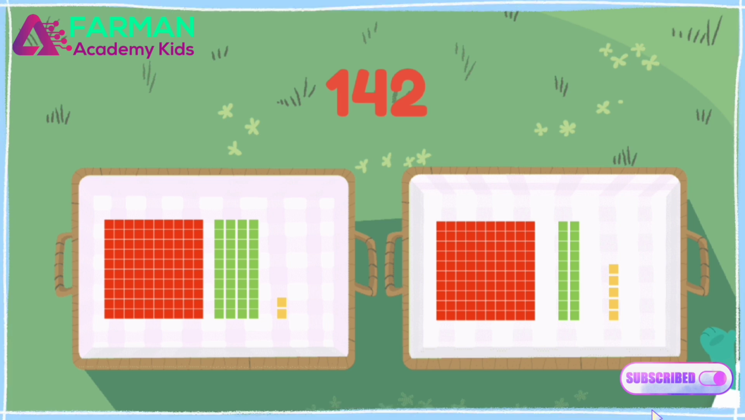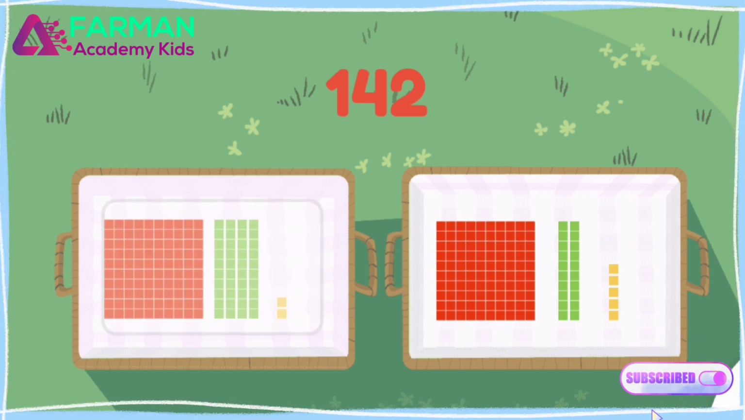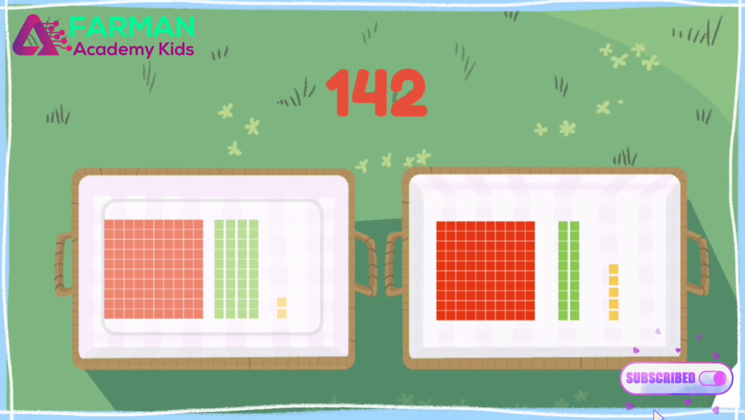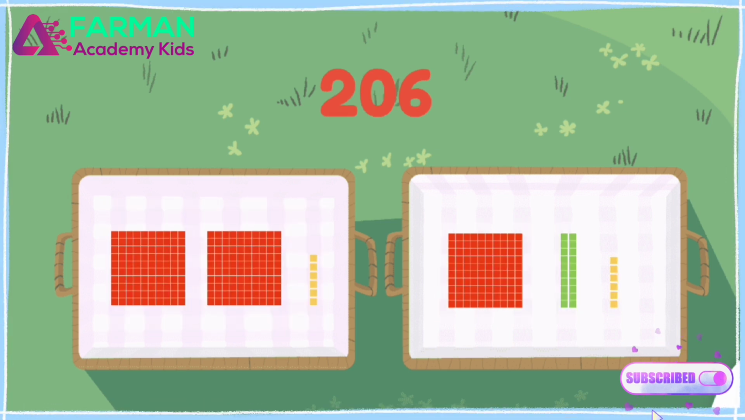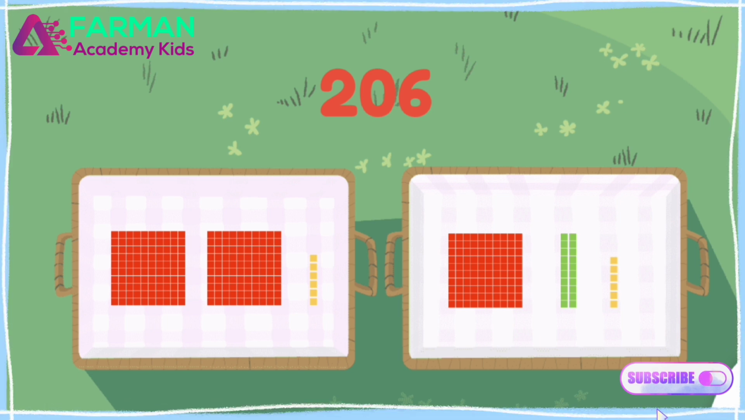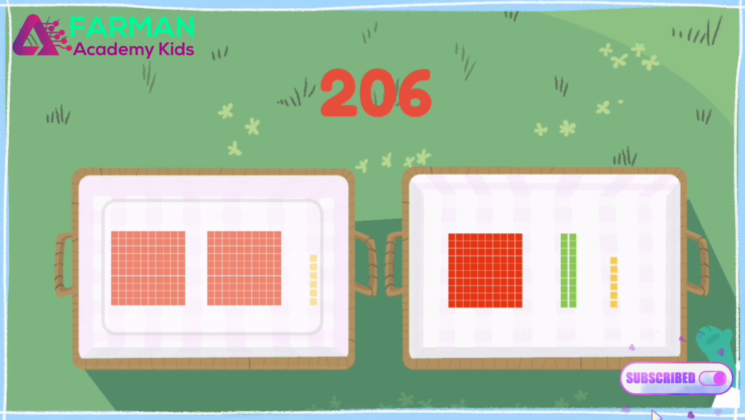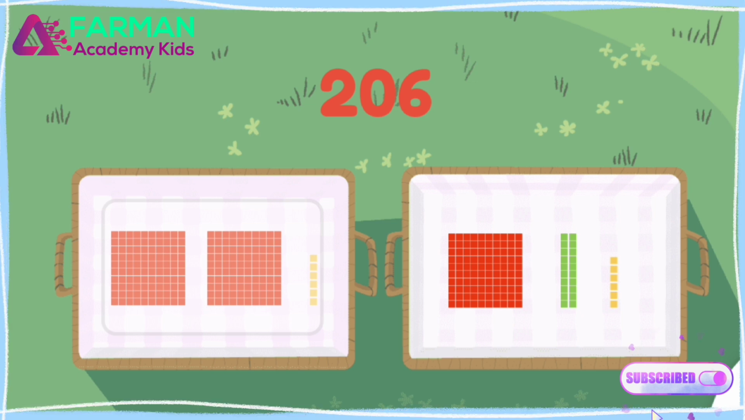Which basket shows the number 142? Yes. 142 is made up of 1 flat, 4 rods, and 2 blocks. Tap the basket that shows 206. Hooray! 206 is made up of 2 flats, 0 rods, and 6 blocks.